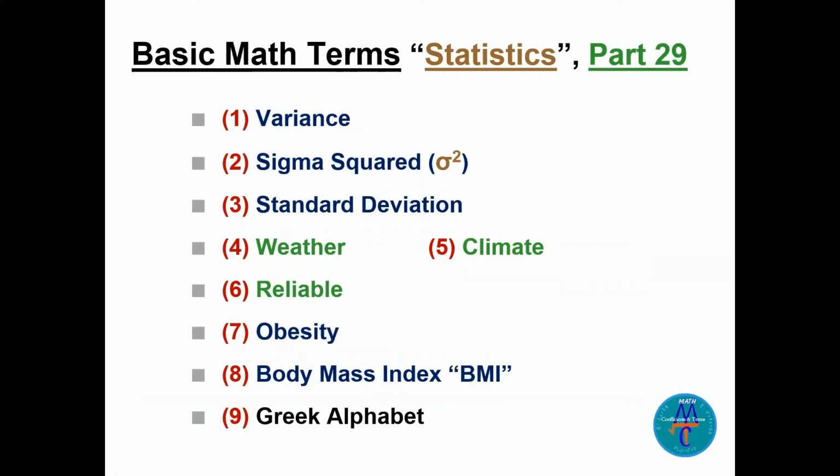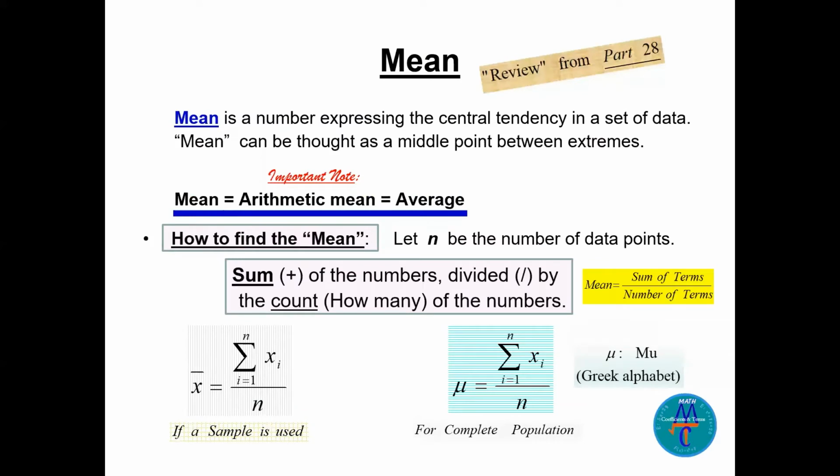Now the terms we will see here in part 29: variance, sigma squared, which is the variance, standard deviation, the sigma itself, the weather, climate, reliable, obesity, body mass index, BMI, and Greek alphabet, which we have seen in part 28 also. Just to remind you, this is from part 28, the mean.